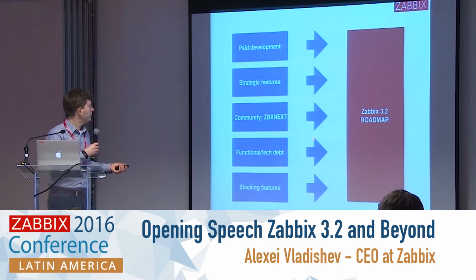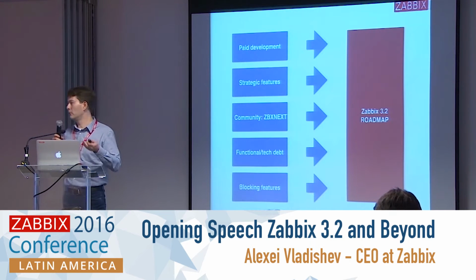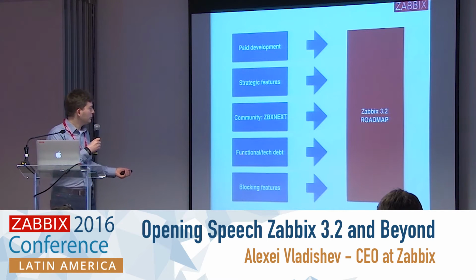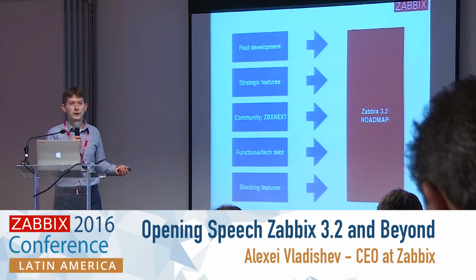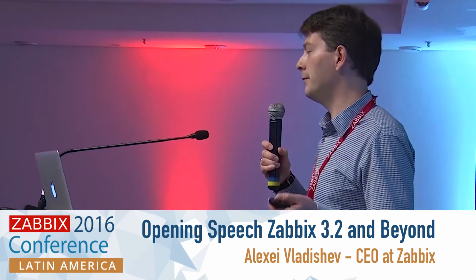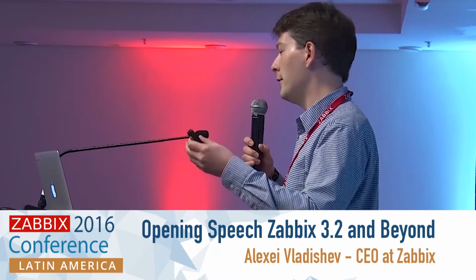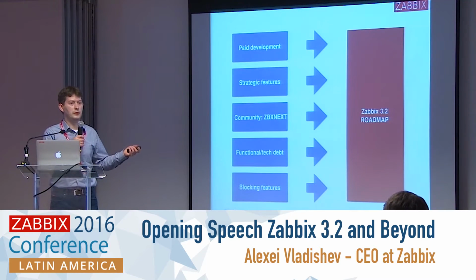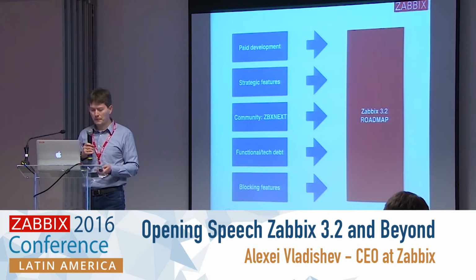We pick up some features from a community because that's what is really needed right now by users. We also improve the product, fixing some technological debt and improving functional things. And we also fix blocking features here and there in different areas of Zabbix. This is how the Zabbix roadmap is created. Not necessarily the Zabbix 3.2 roadmap, but for all versions of Zabbix.